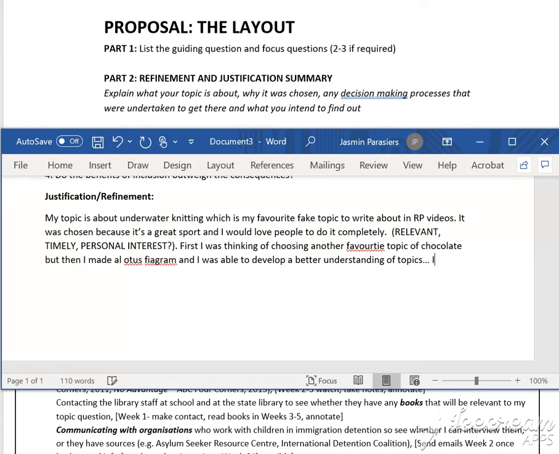Then, what do I want to find out? I want to find out why the underwater knitting community would want to be in the Olympics. Oh my God, I can't spell anything. Maybe I could become a famous underwater knitter if I don't become a famous YouTuber. Yeah, it's the sky's the limit, really.